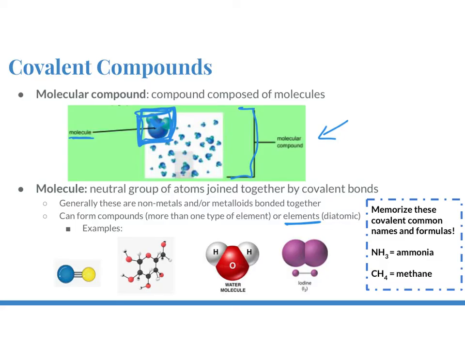Some other examples of molecules: here we have carbon monoxide. So we have carbon with a triple bond to oxygen. Here, this one is glucose. You learned about that last year in biology. Remember that we need to take in glucose for energy for our cells. Water is another molecule that we obviously just talked about. So here we have our water molecule. And then this is an example of one of those diatomic elements. Iodine is a diatomic element, so it's going to exist in nature bonded to itself.